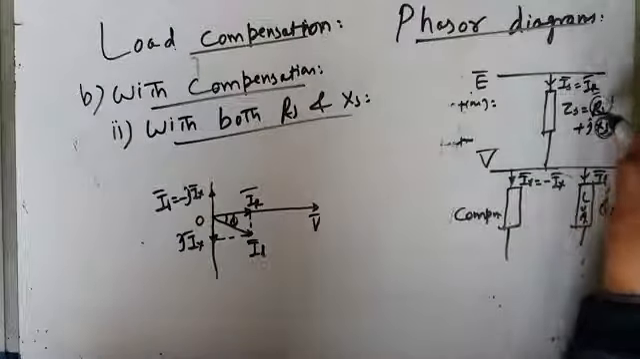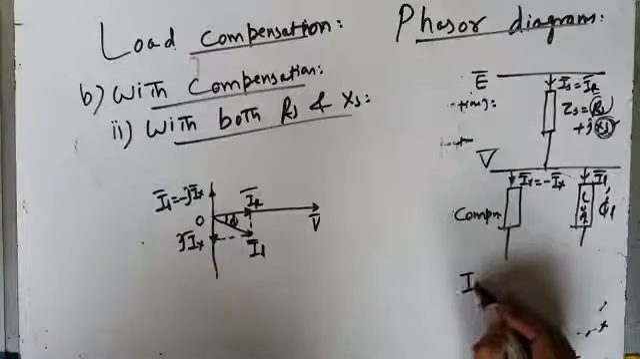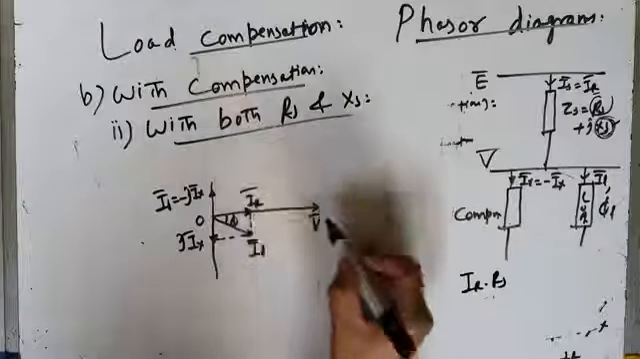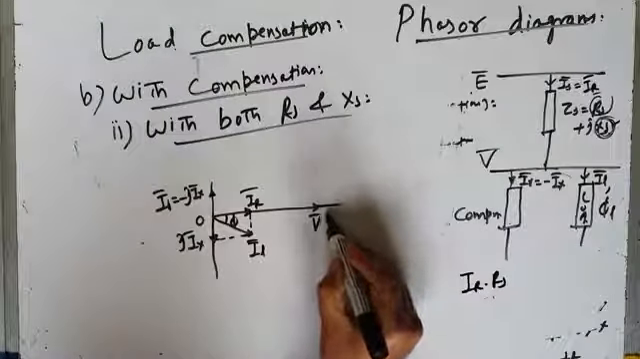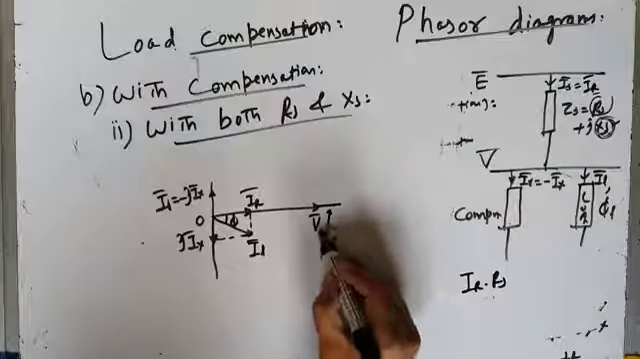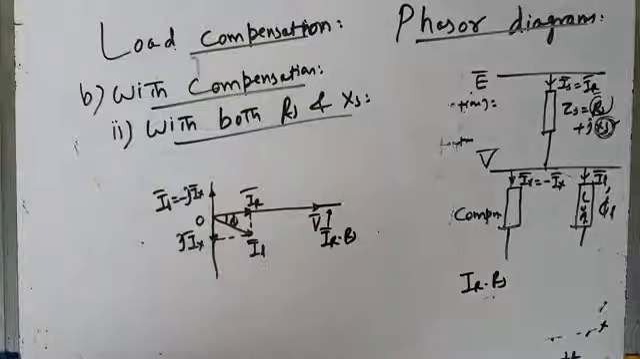And this IR flows through source resistance. It causes IR into RS drop, which is in phase with the current. Current IR है और drop छोटा सा drop होगा. ये वाला drop, ये है IR into RS drop. It is in phase with the current. This is a resistive voltage drop.